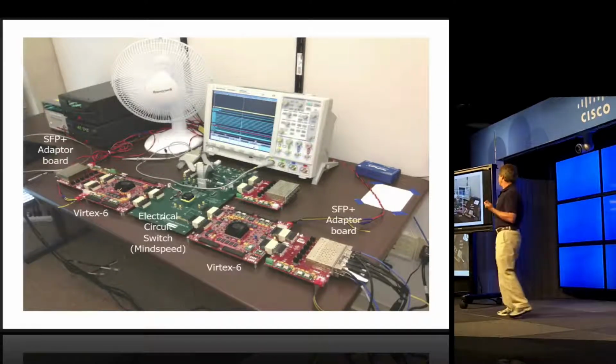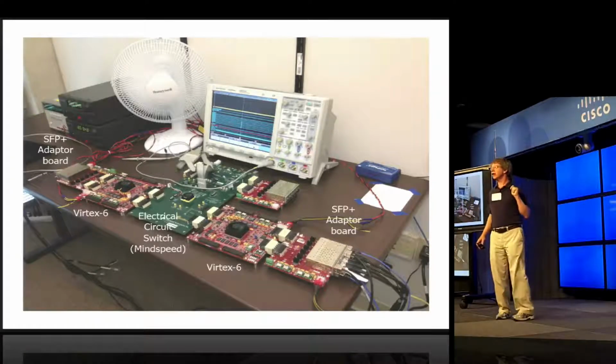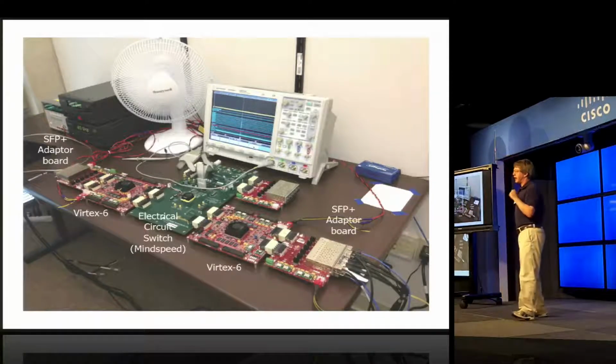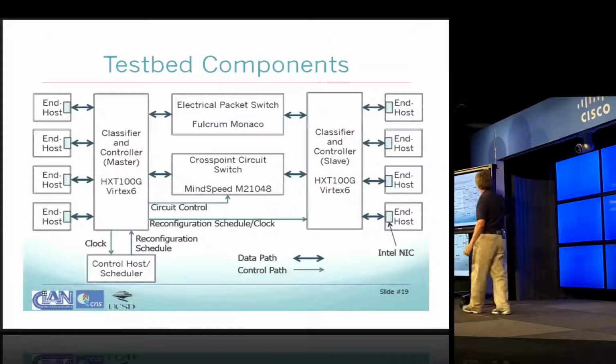So every single end host has a packet-based connection through the network, and it has a circuit-based connection through the network. Okay? So now let me just step back and show you what that looks like. Here are 4 end hosts on one side connected to one Virtex-6. On the other side, we have another 4 end hosts connected to another Virtex-6. Here's the cross-point switch from MindSpeed, and here's the hybrid network. There's a circuit switch and a packet switch running in tandem, connecting these 8 end hosts.